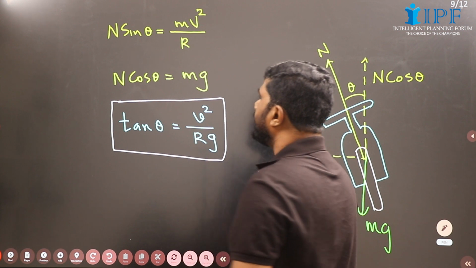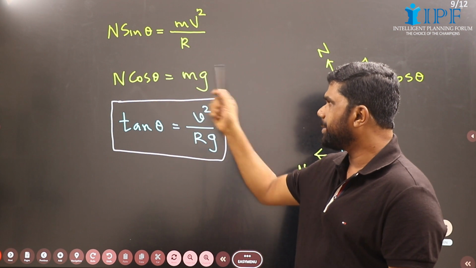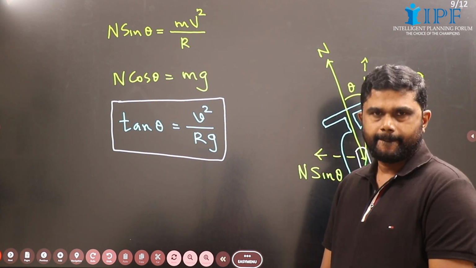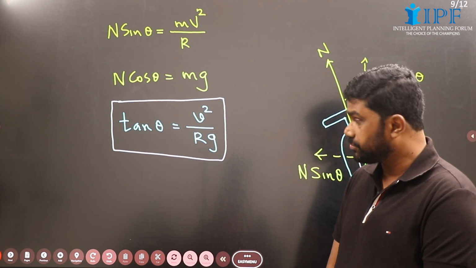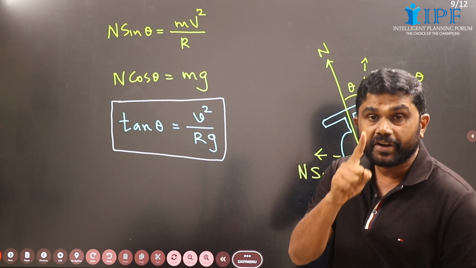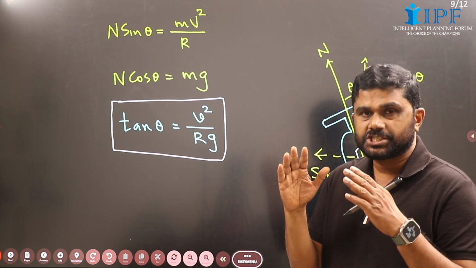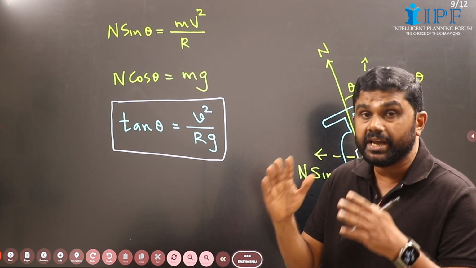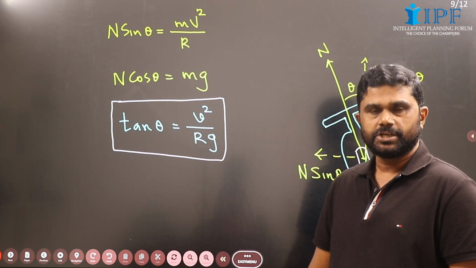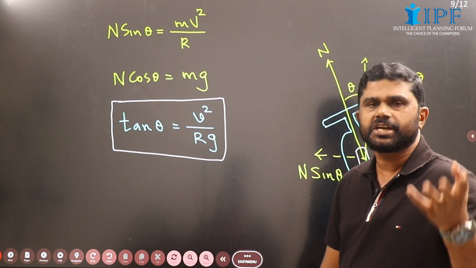and that balances the weight, mg. So n sin theta provides the centripetal force mv square by r. N cos theta balances the weight. If you divide these two, tan theta will be equal to v square over rg. So if the cyclist takes a turn of radius of curvature capital R with a speed say v, then she or he will have to lean inwards by an angle theta such that tan theta equals v square by rg.